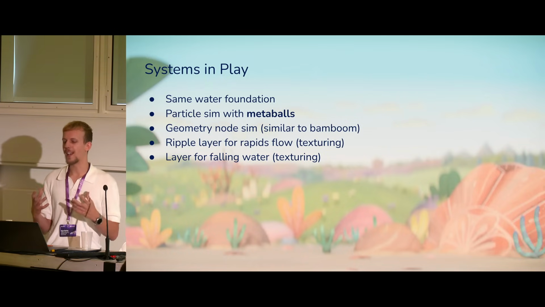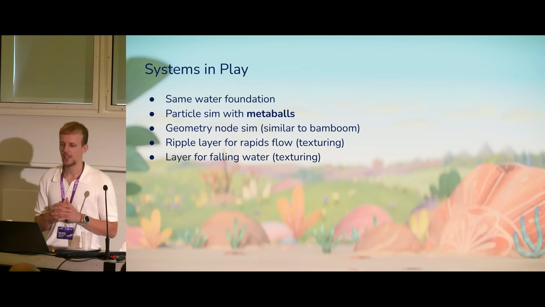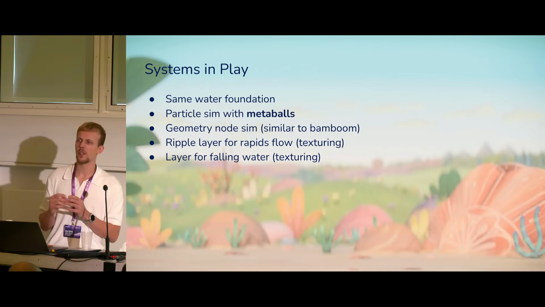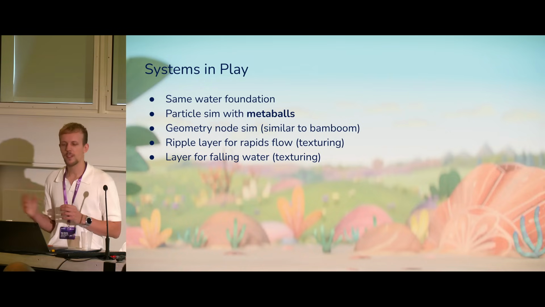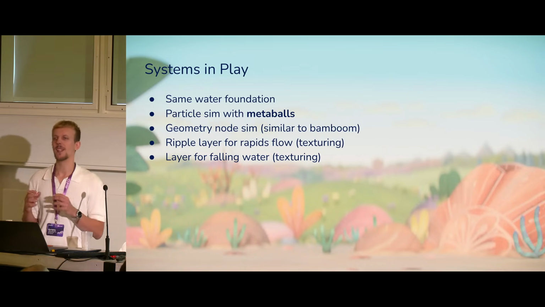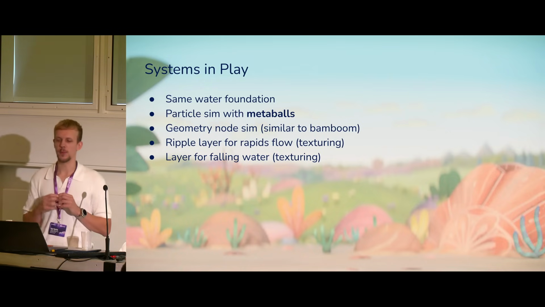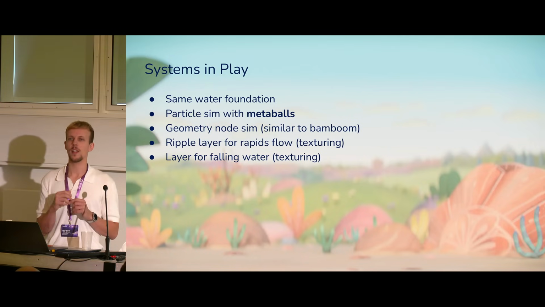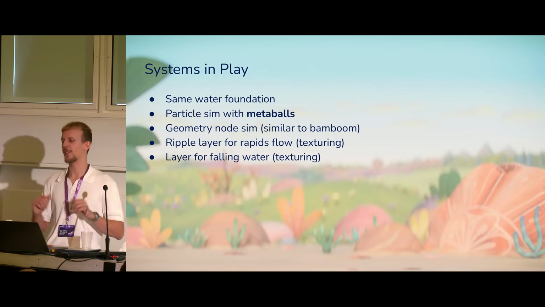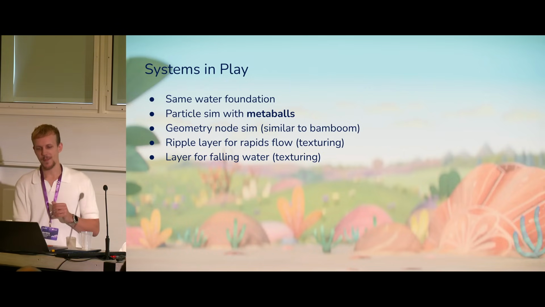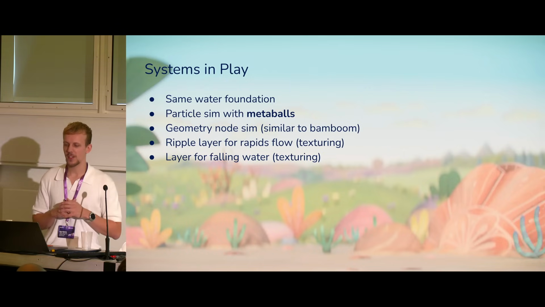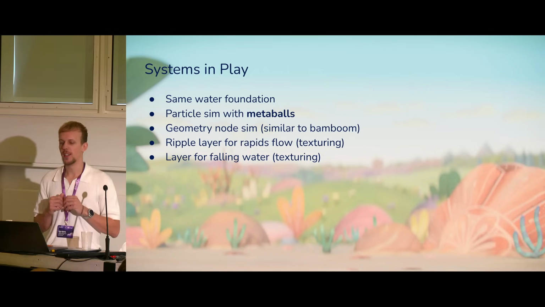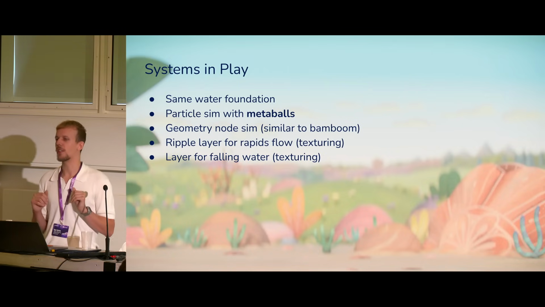Now this one though has a particle system with metaballs. Metaballs and particle system work together perfectly. I could not get it to work properly in geometry nodes. So whatever I did to import metaballs, they will never create a beautiful volume like you would with metaballs and particle systems. So if someone does know a way to do that, please come to me after this and I'd love to learn. And yeah, the rest is a geometry node simulation. There's layers for the ripple, just layering textures on top of each other, and I'll highlight that a little bit more in the waterfall as well.